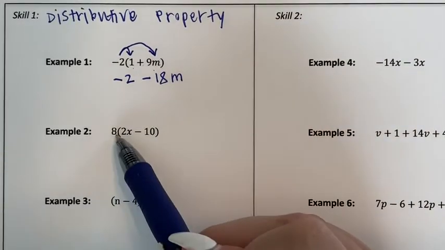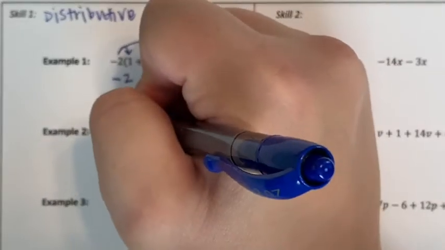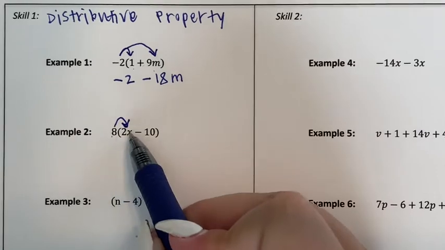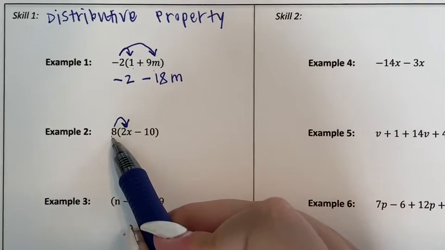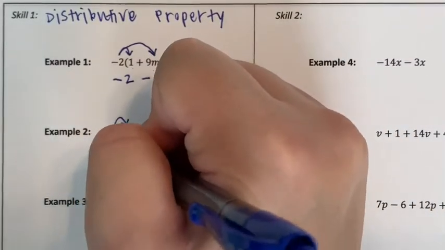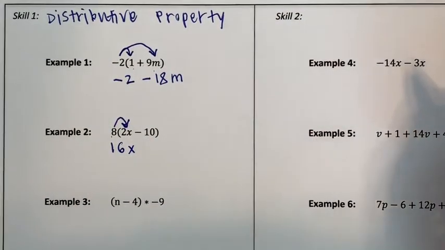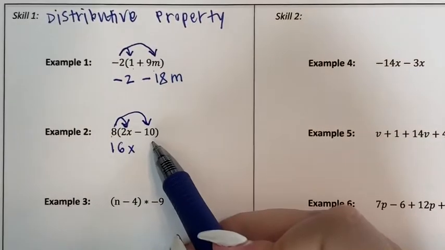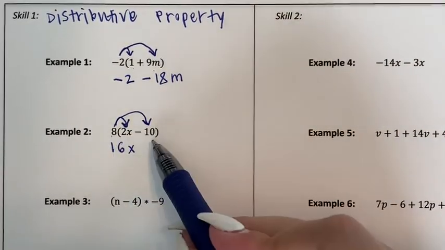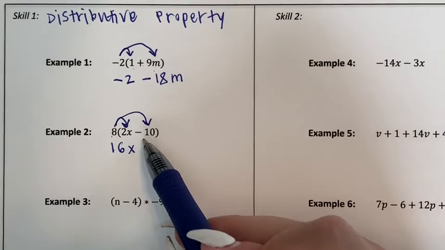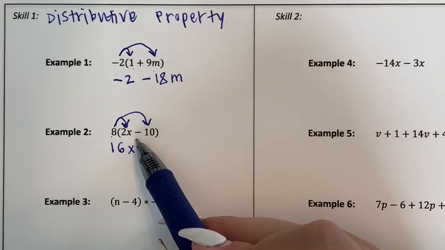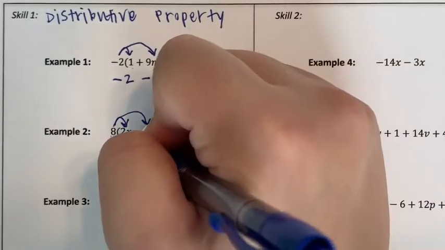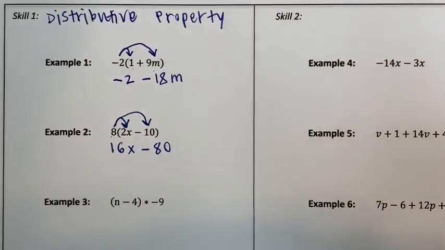All right, example 2. 8 times parentheses means I need to do 8 times 2x, or distribute the 8 inside the parentheses to the 2x. 8 times 2x gives me 16x. And I also have to remember to distribute the 8 to the second term. 8 times a -10. Be careful, you have to keep the sign that you see in front of the number. So this is a -10. 8 times -10 gives us -80.